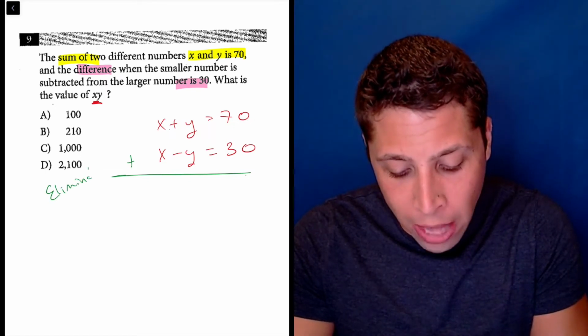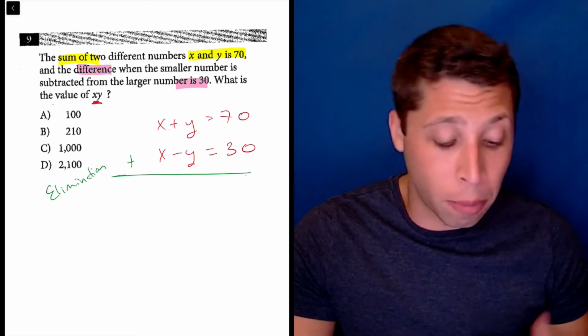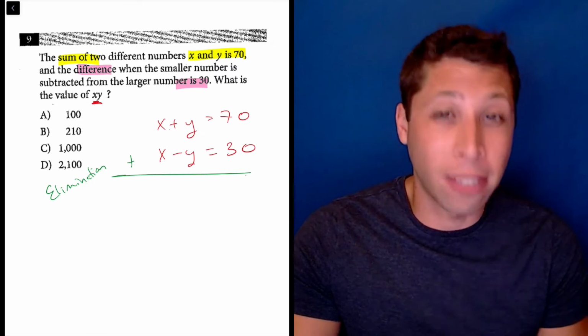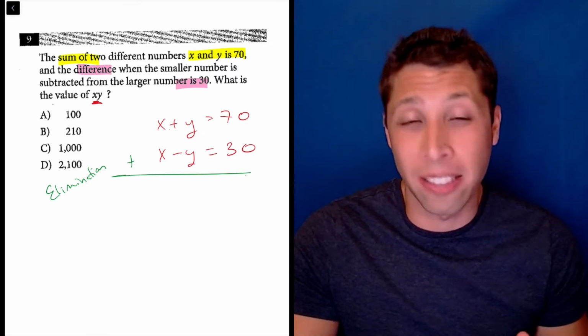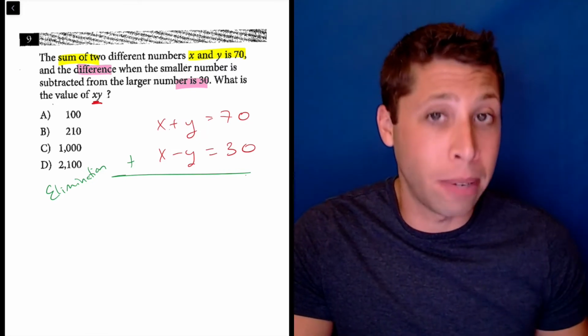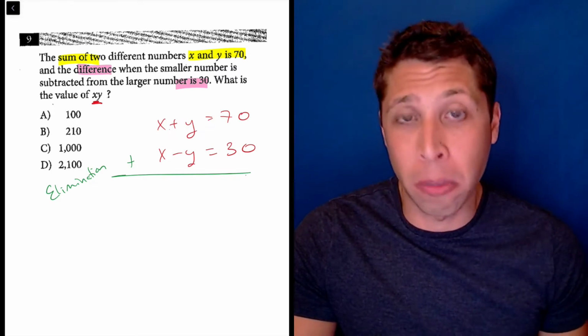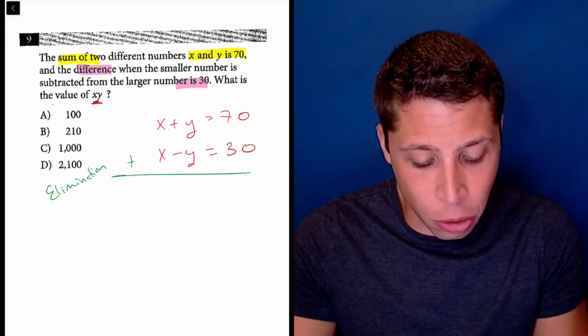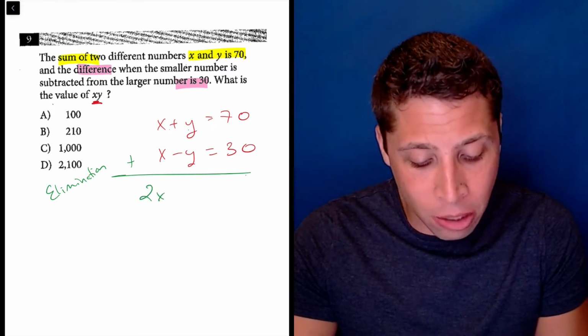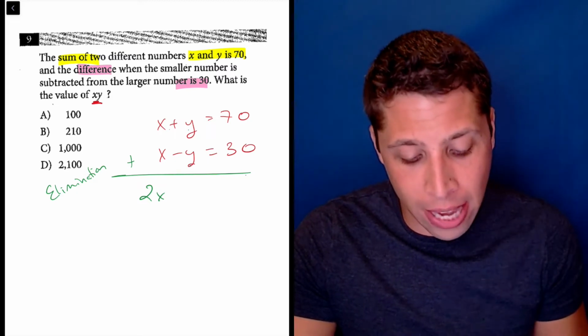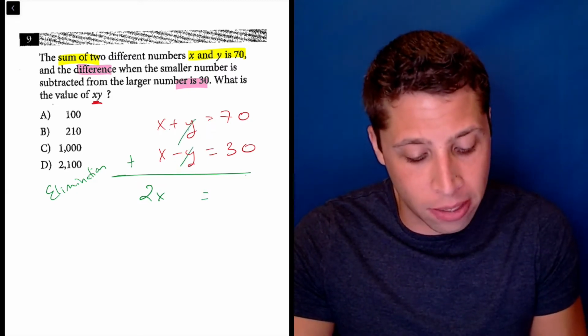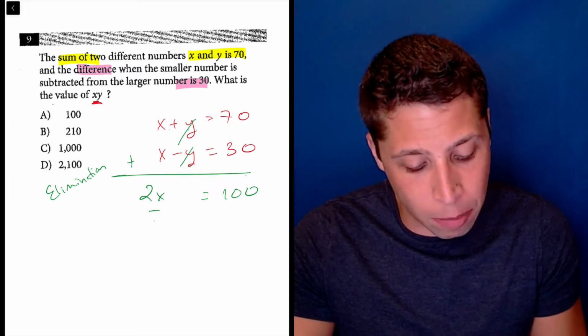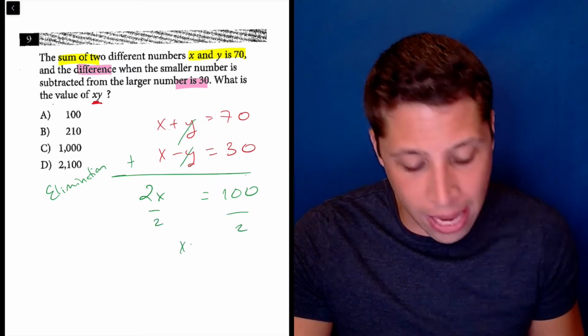We can do that because they're both lines and they're lined up nicely so that the x's are all together, the y's are in a nice little column, and when we add them together, one of the variables will disappear. x plus x is 2x, y minus y is 0, so these cancel, and 70 plus 30 is 100. Now we just solve for x by dividing by 2, and that gives us x is 50.